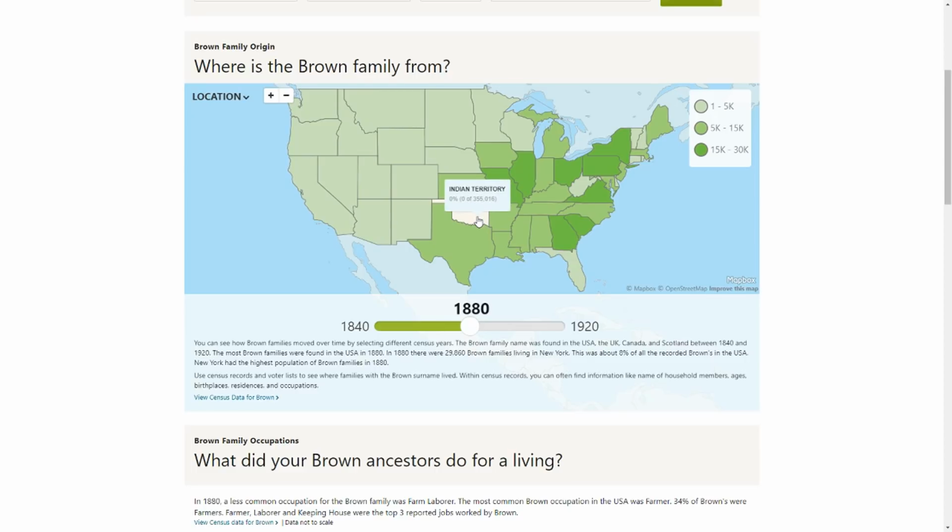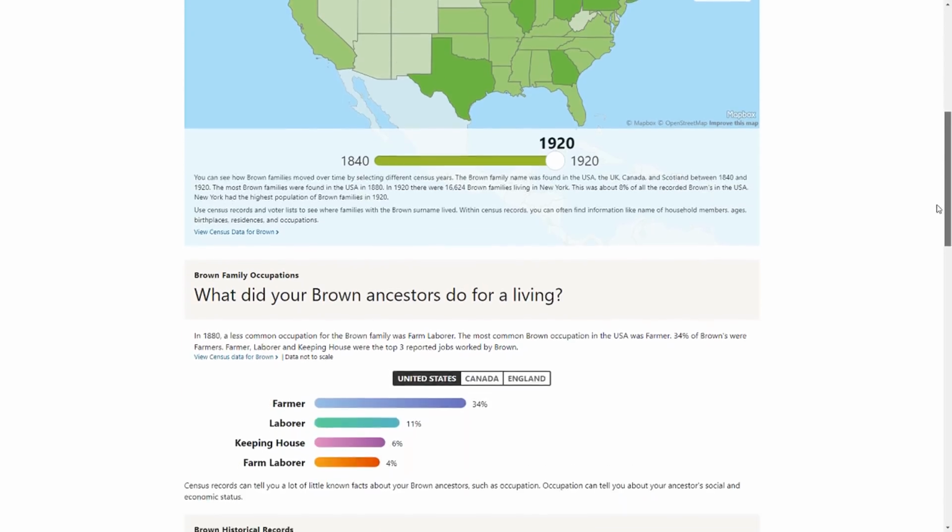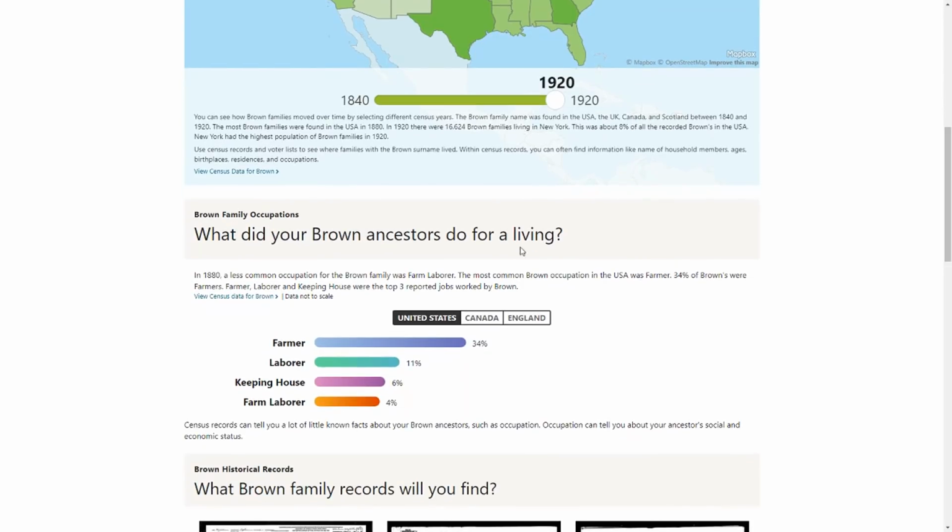Now, this is Indian Territory, and then later, 1920. And you'll also get some information. What did your Brown ancestors do for a living? 34% were farmers, 11% were laborers, 6% were keeping house, and 4% were farm laborers.